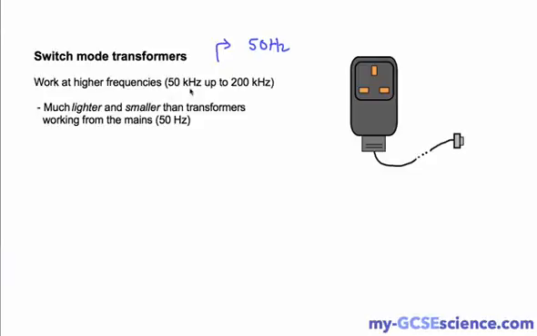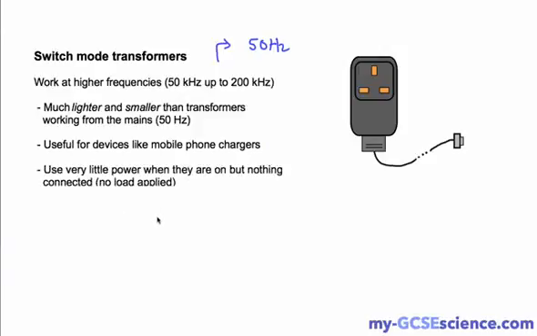So remember, these work at a much higher frequency, and what actually happens inside is that because the mains electricity is supplied at 50 hertz, we have to have a little device in here that increases the frequency of the alternating current supplied up to 50 kilohertz or more. This gives the advantage that they are much lighter and much smaller than transformers working from the mains, and that makes them useful for devices like mobile phone chargers or laptop chargers, because they use very little power when they are on, but nothing is connected.